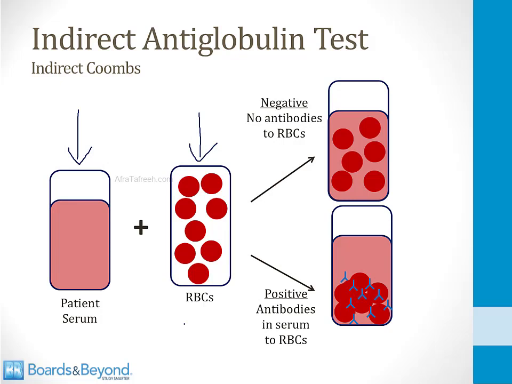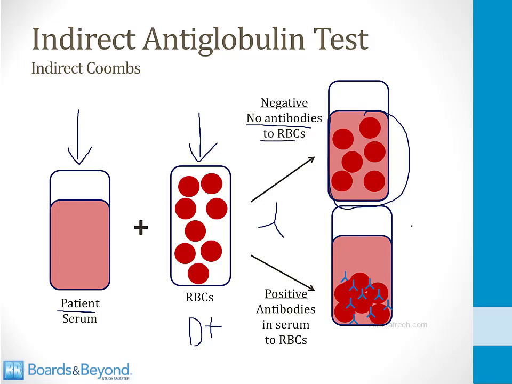So if you're going to use the indirect antiglobulin test to screen the mother for antibodies, what you do is begin with the mother's serum and you add the mother's serum to red blood cells that are positive for the D antigen. Once you do that, you then add anti-IgG antibodies. These are the same type of antibodies we talked about using in the direct antiglobulin test. If everything swims around happily together, this is a negative test. It means there were no antibodies in the mother's serum to the D positive red blood cells.